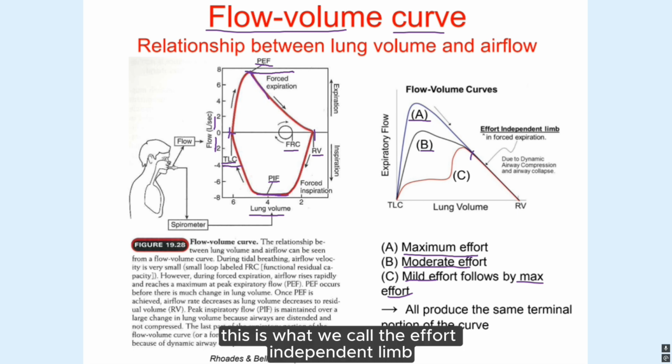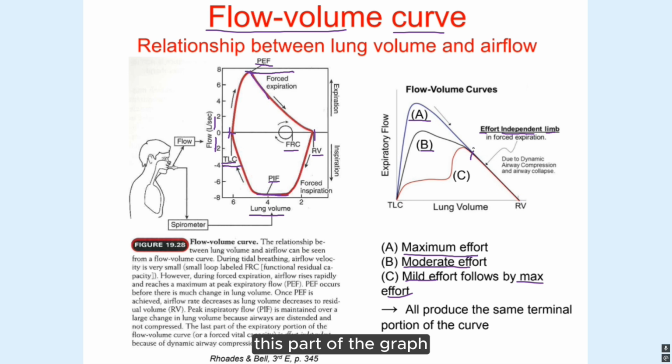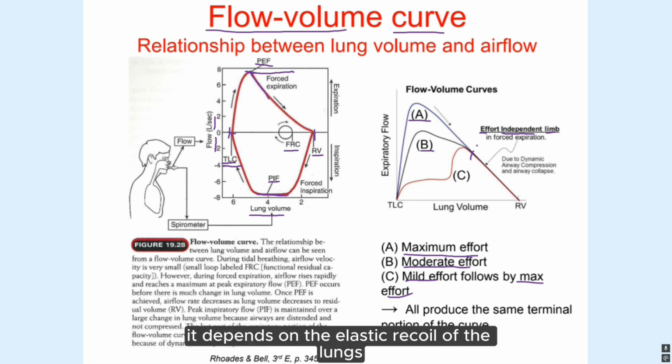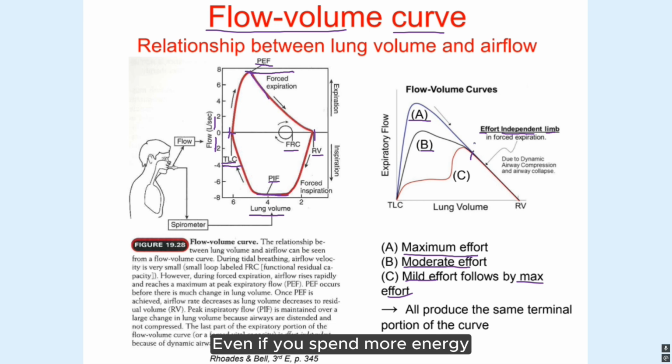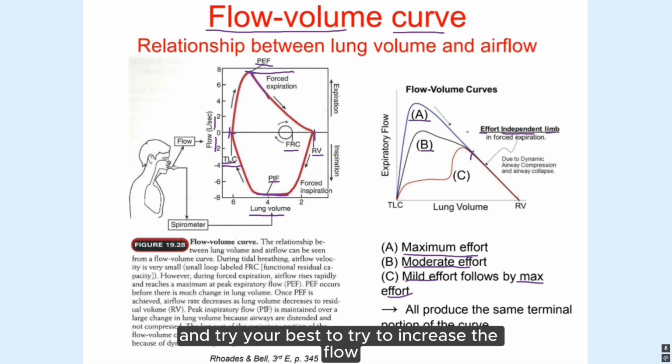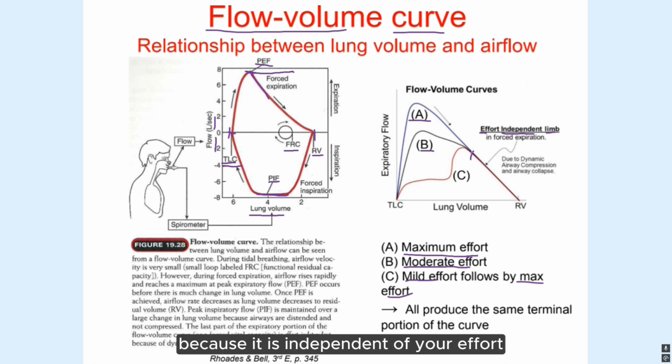This is what we call the effort independent limb. This part of the graph where you're decreasing the airflow is not dependent on your effort. As we said, it depends on the elastic recoil of the lungs and the air resistance. Even if you spend more energy and try your best to increase the flow, it won't happen. You will still have the same decrease in flow because it is independent of your effort.